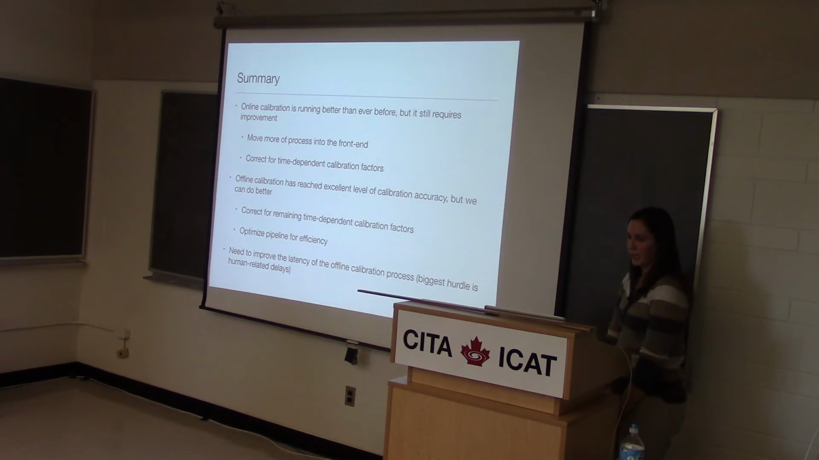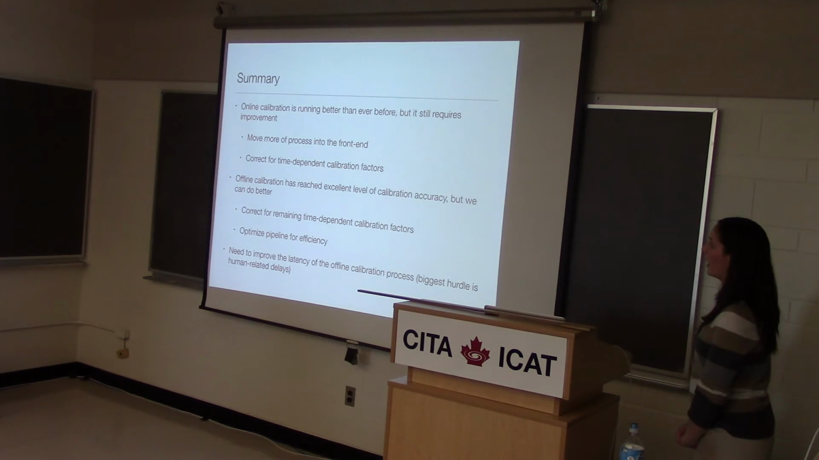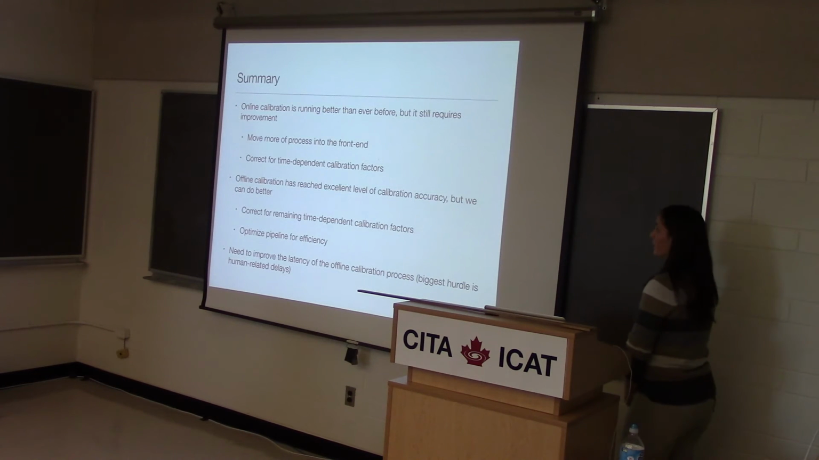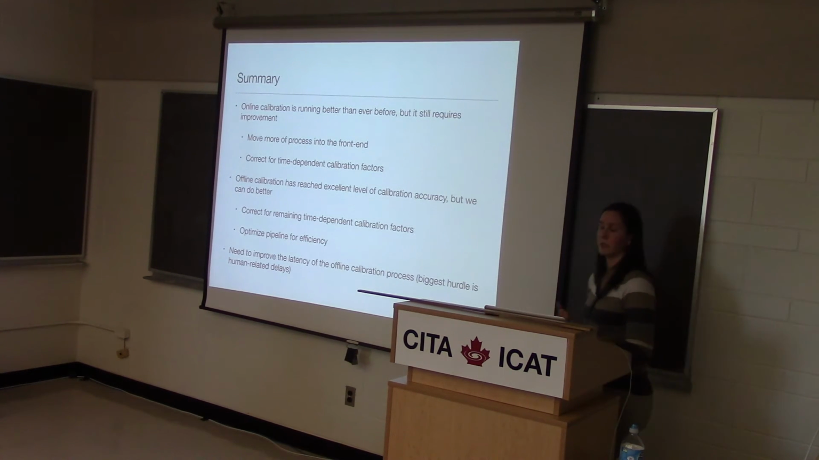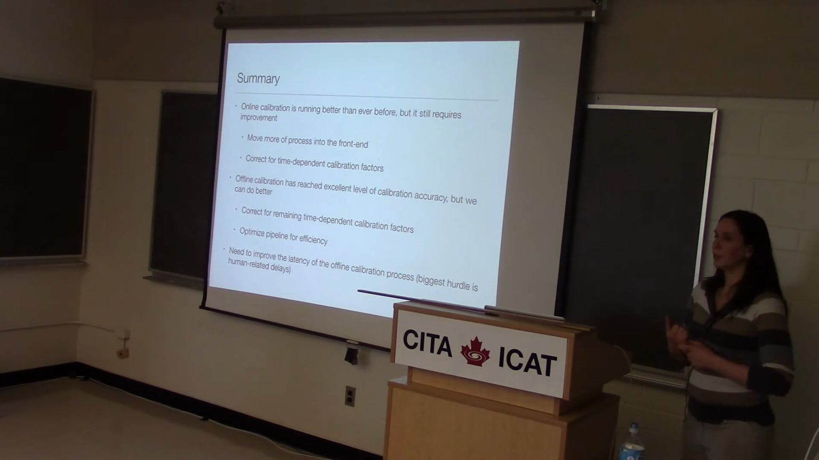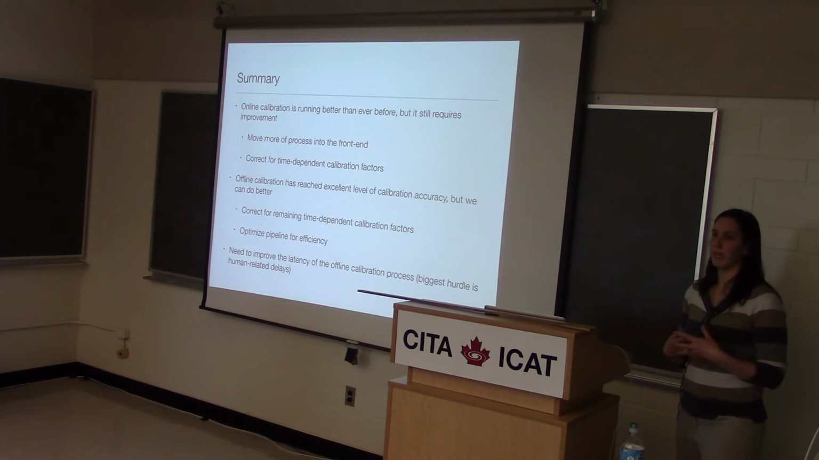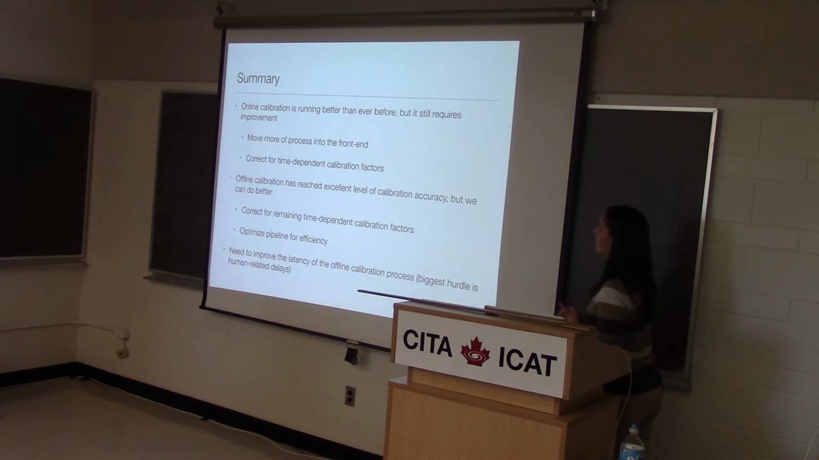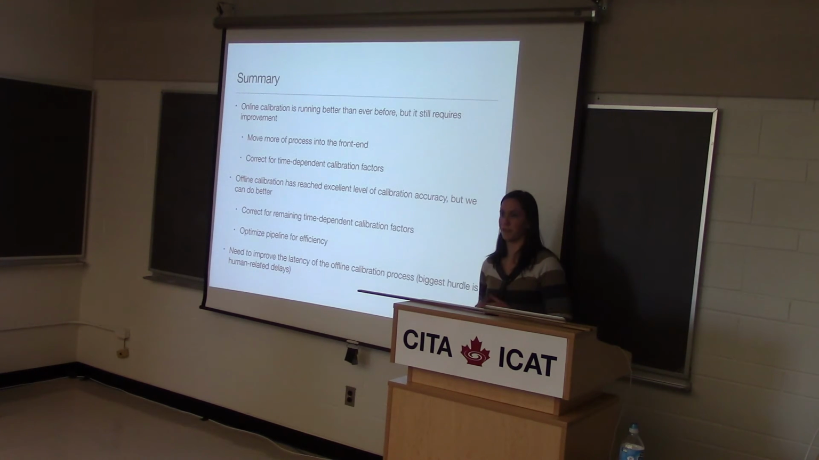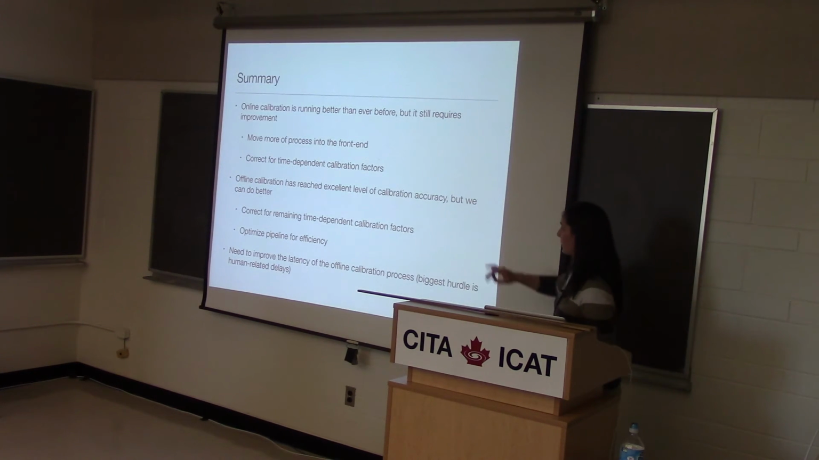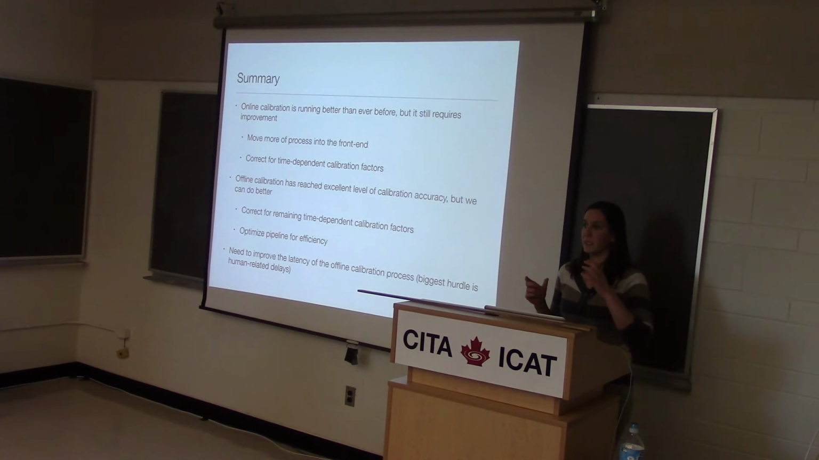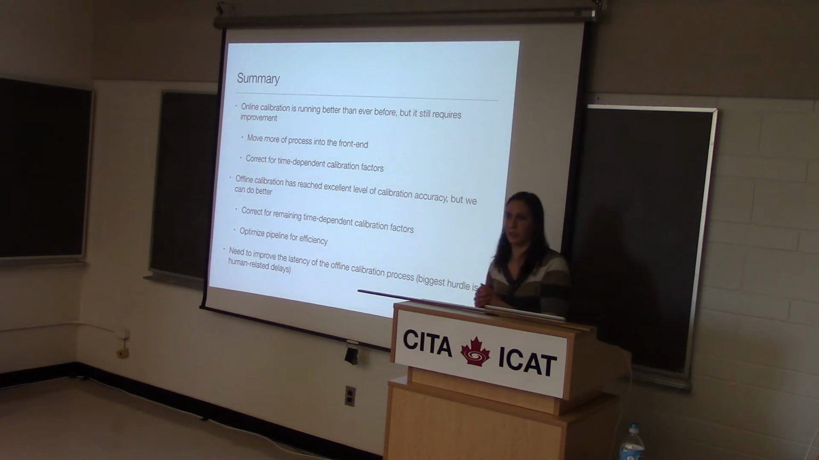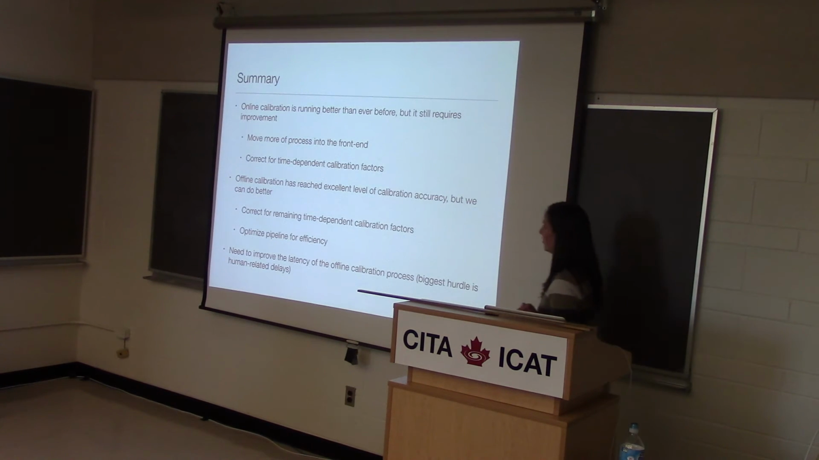Okay, so just to summarize, our online calibration for advanced LIGO is running better than it ever has before, but it still does require improvement. We've still got work to do. We need to move more and more of the process into the front end to improve that latency even more, and we need to actually turn on those corrections for the time dependence online. Once we can turn on those time-dependent calibration factors, that does things like improve the sky maps we send to our electromagnetic partners. So that's an important one.